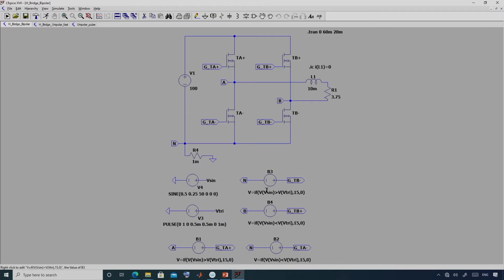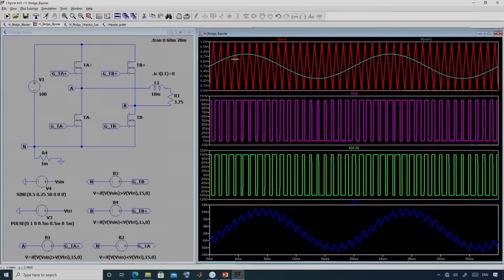Now, this is how your comparison is done. This is the triangular carrier waveform. You can see here that this is 1 millisecond, that means 1 kilohertz switching frequency is used, and then this is the reference waveform that is obtained. Now, let us run the simulation. This is the carrier waveform.